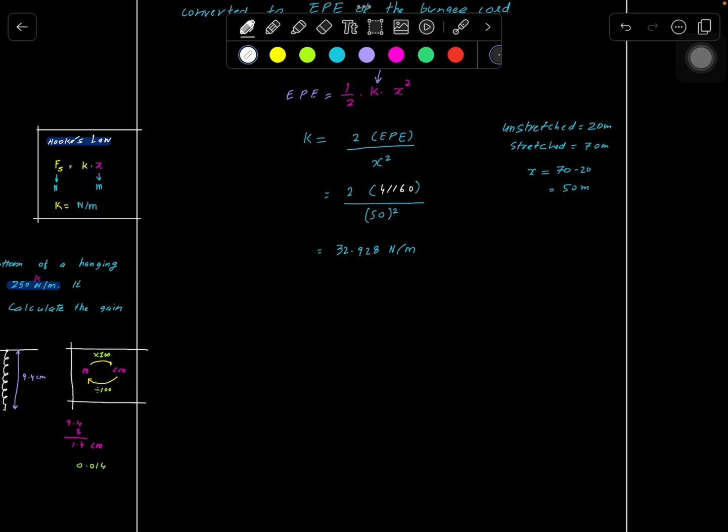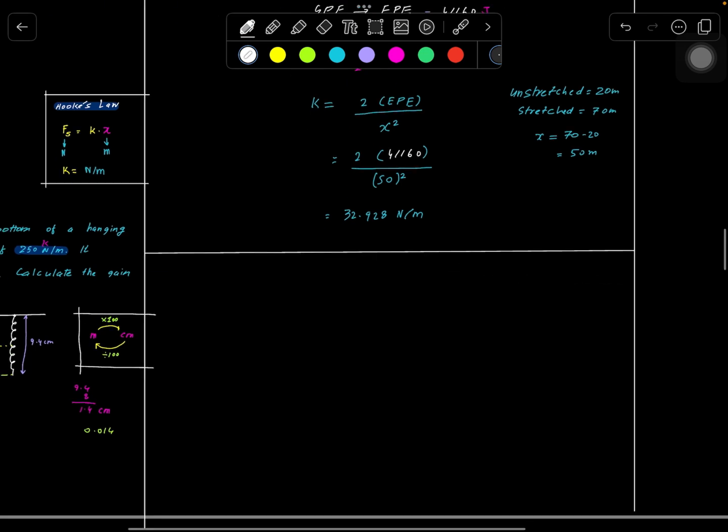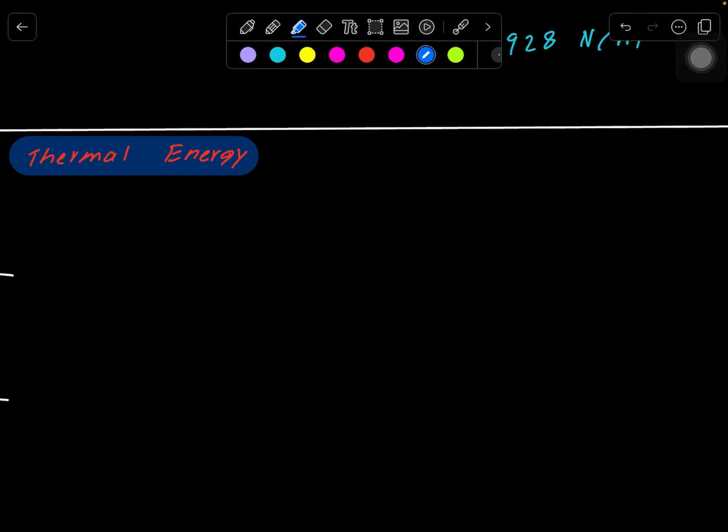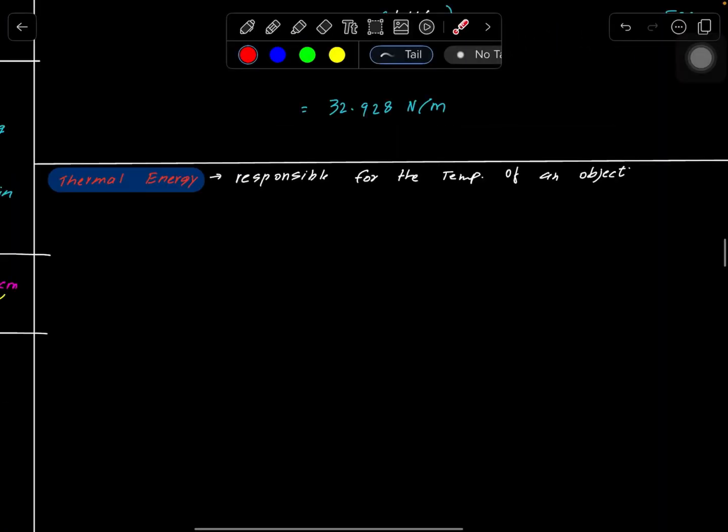Lastly, we have thermal energy. Thermal energy, in simple terms, can be referred to as the amount of heat retained in an object. And thermal energy is responsible for the temperature of an object. The hotter the object, the more thermal energy it has, and the higher its temperature, okay? The amount of energy needed to raise the temperature of a given mass of a substance by a given amount can be calculated using this equation. E equals mass into C into delta theta.